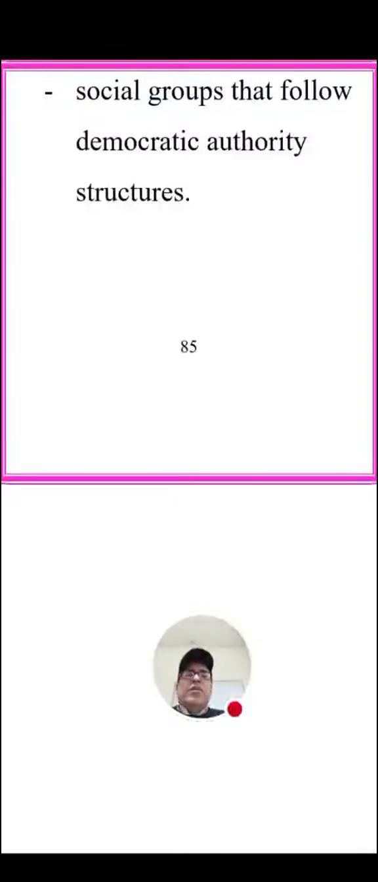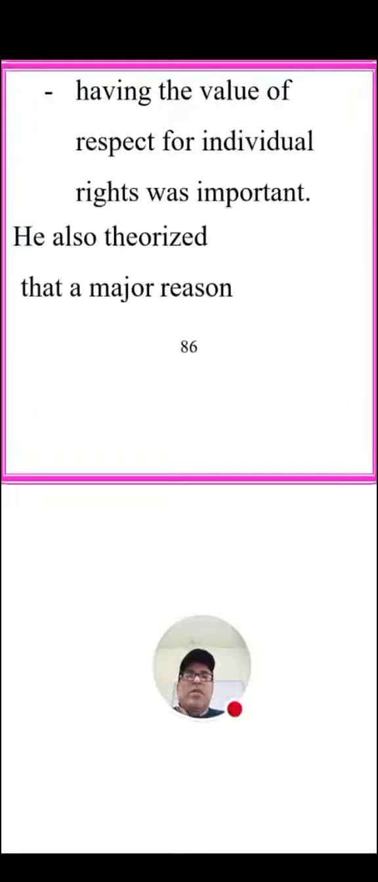Social groups that follow democratic authority structures are also required for democratization. Having the value of respect for individual rights is also important. These are the preconditions for democratization, for democracy.